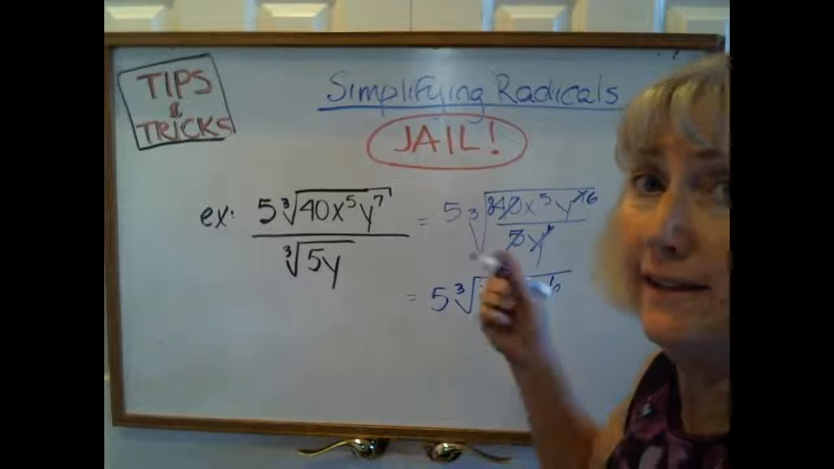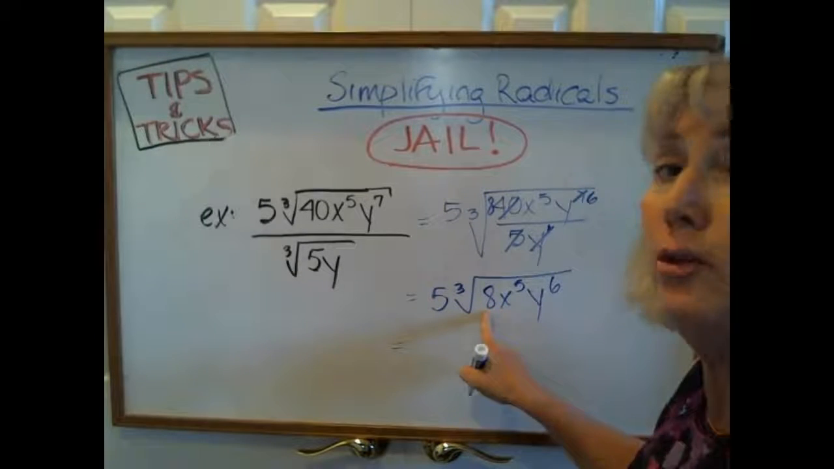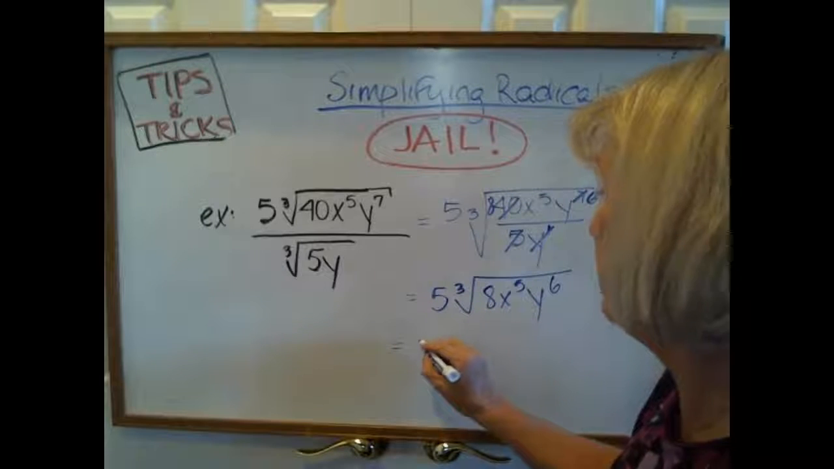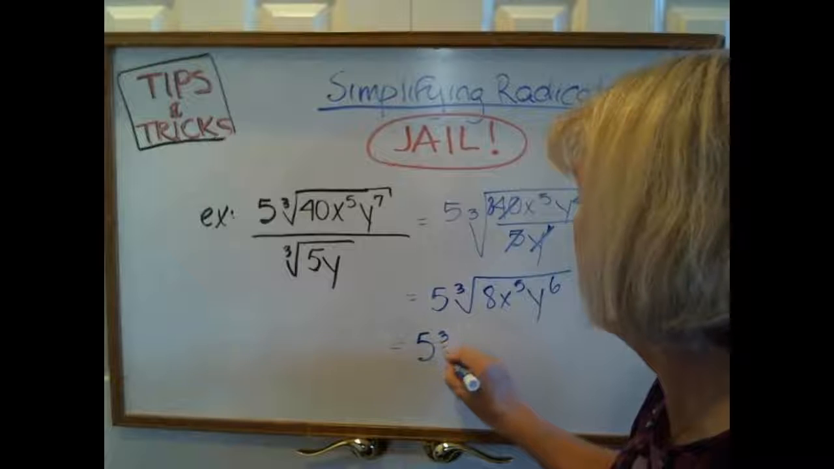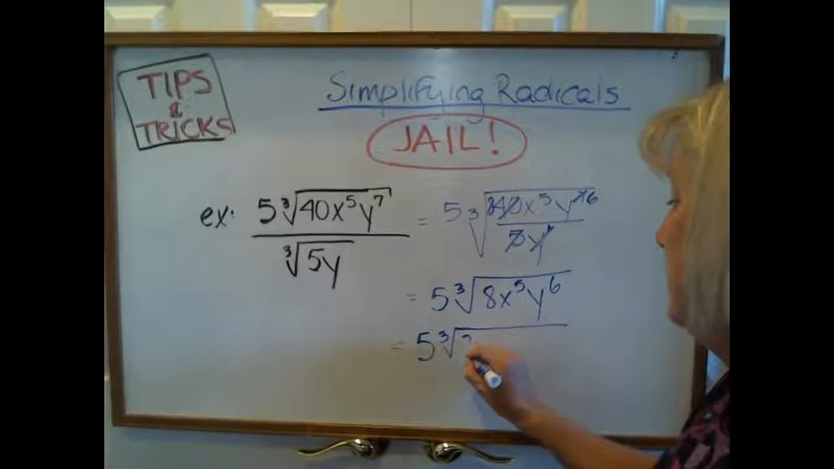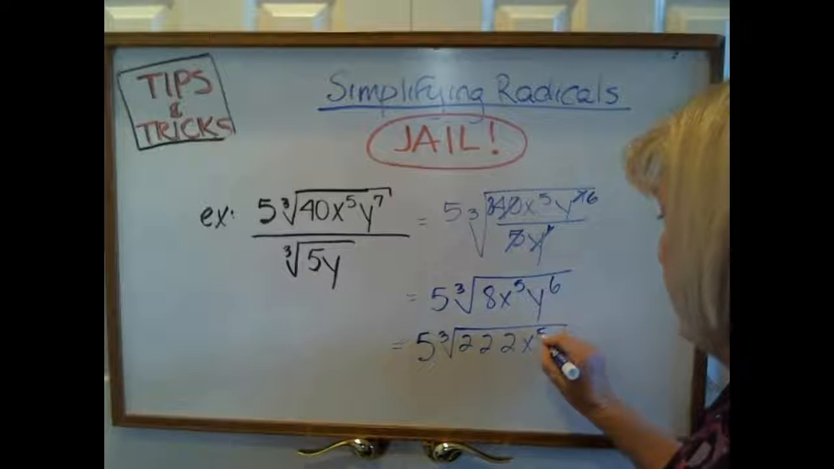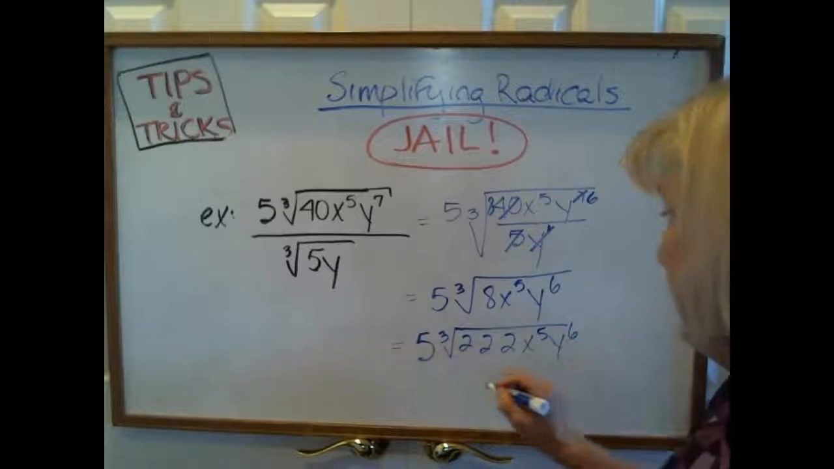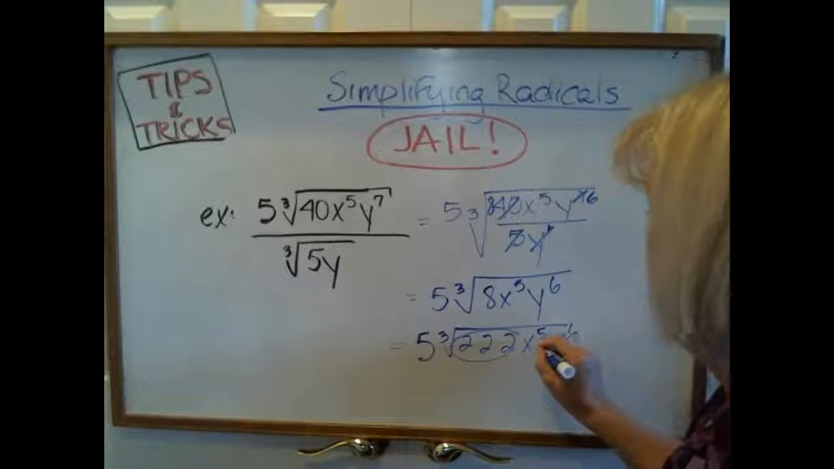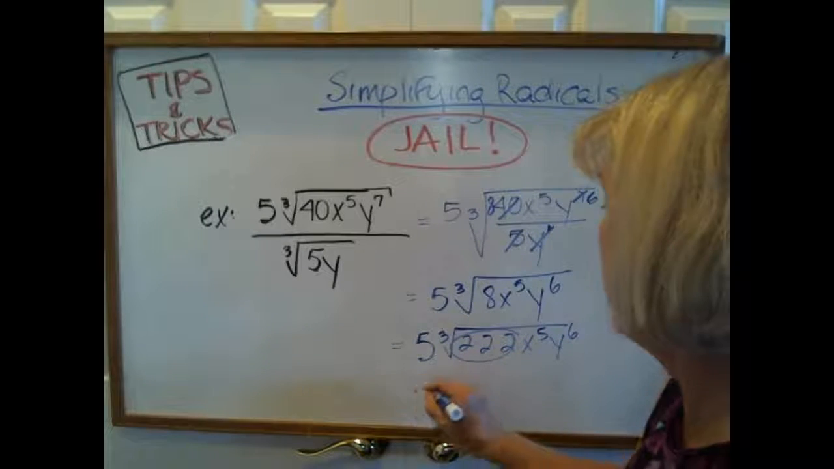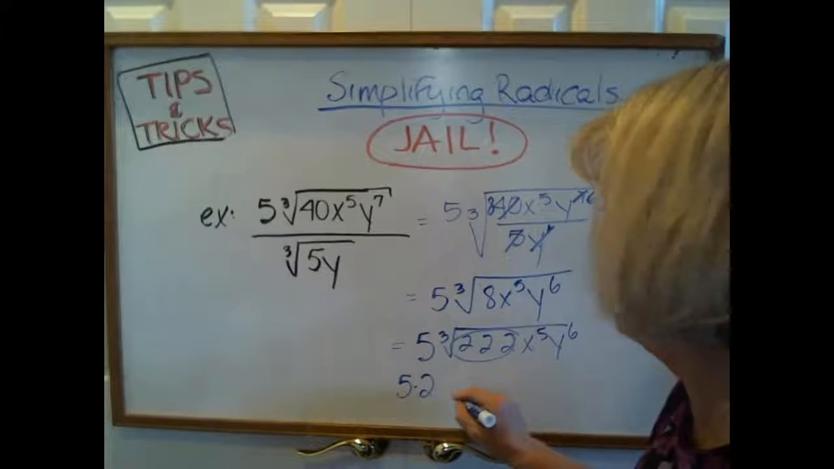Now again, this is cube root, so we can either recognize that the cube root of 8 is 2, or we can break everything up and look at it that way. So let's do that. So 5 times the cube root of 2 times 2 times 2, and then x to the 5th, y to the 6th. So these 2's can come out, and so we're going to have 5 times 2. They multiply when they come out.